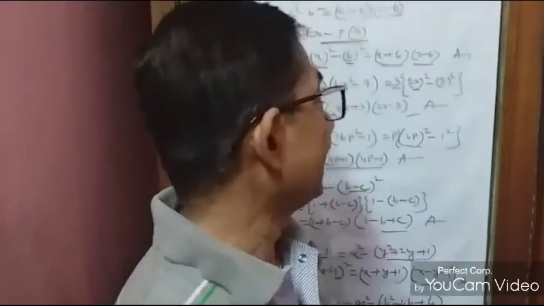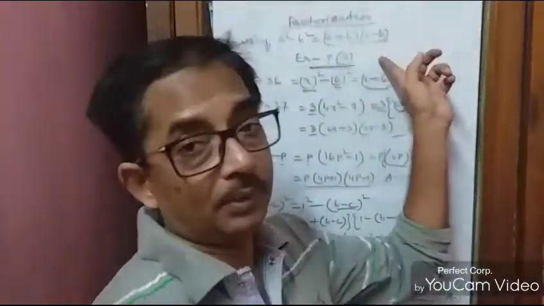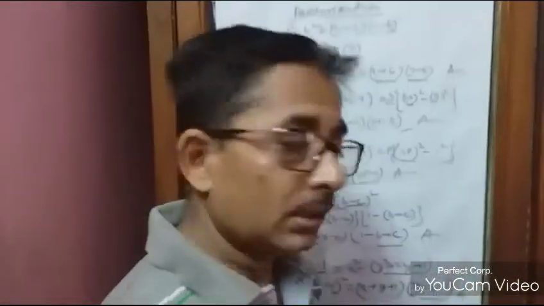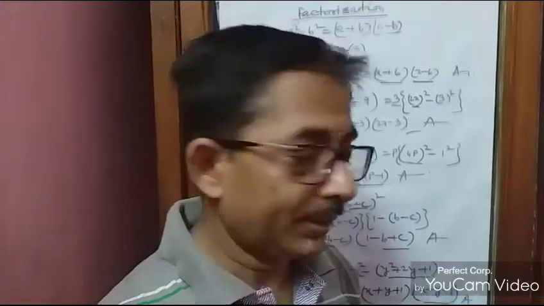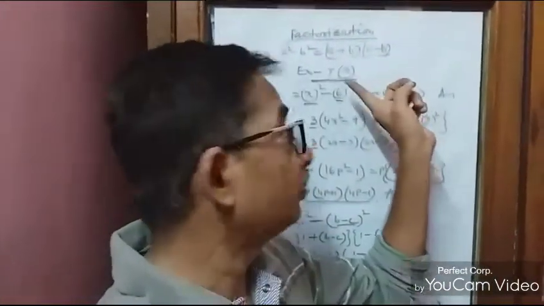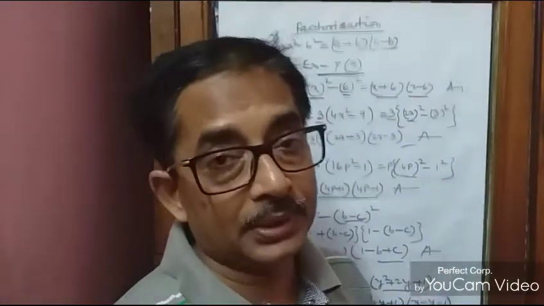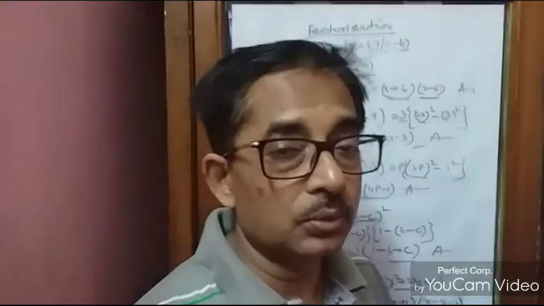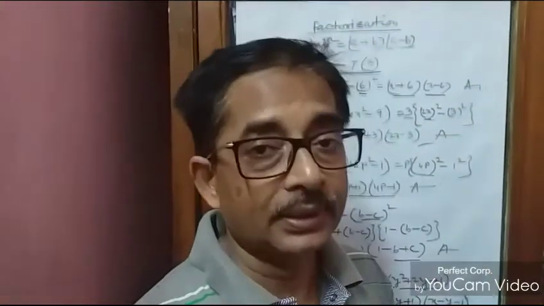So students, applying this a square minus b square formula, this is how you do the factorization. I believe you can understand it better, and also try to solve the whole set of problems within this exercise, 7b. In my next video, I shall show you some more methods of factorization. Thank you very much.